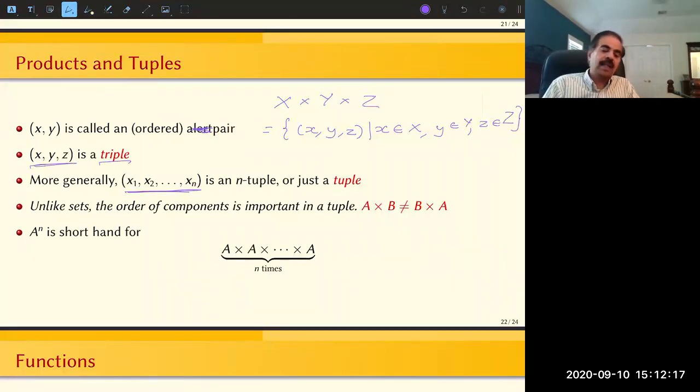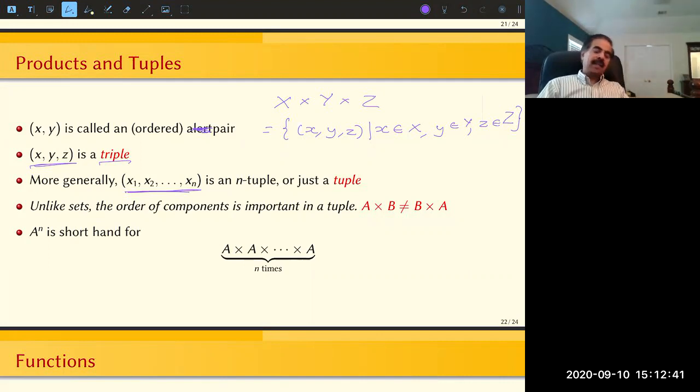Okay, and once again, the size of an n-ary product is going to be calculated the same way, where you basically take the size of each of the sets involved, and you take the product of all of those sizes, and that's going to give you the total size of the Cartesian product.